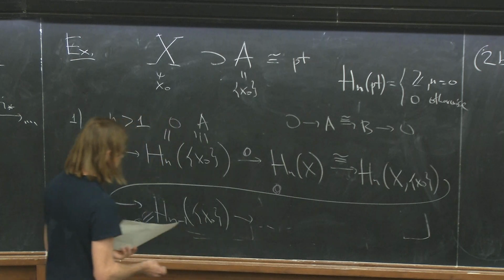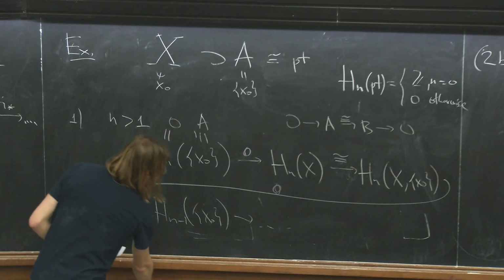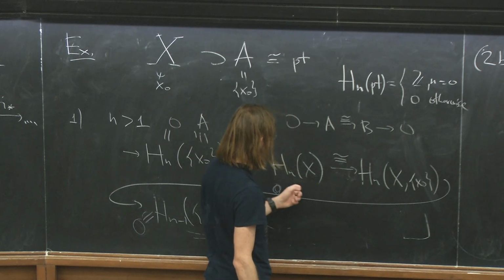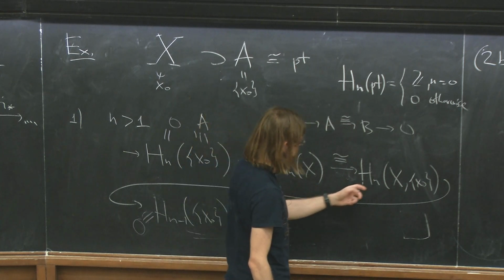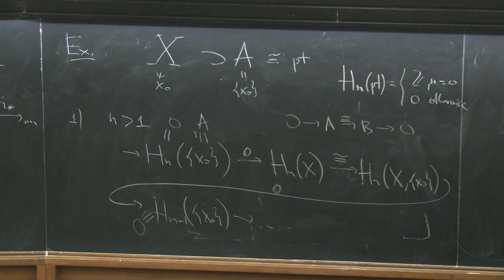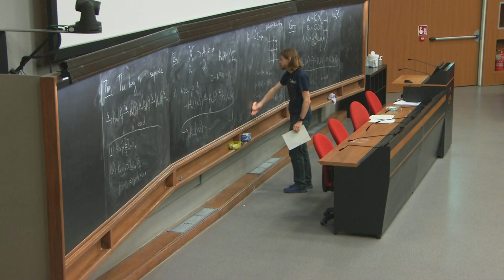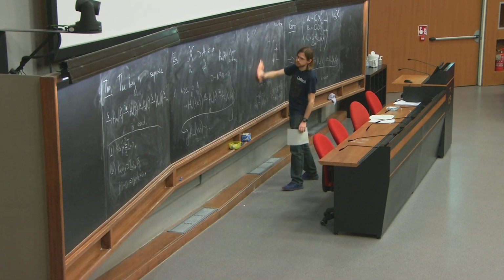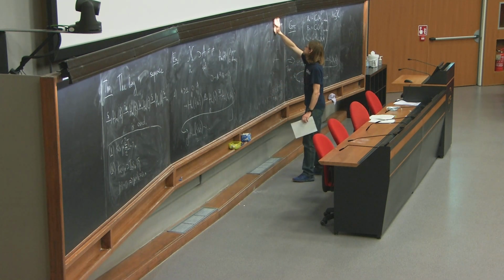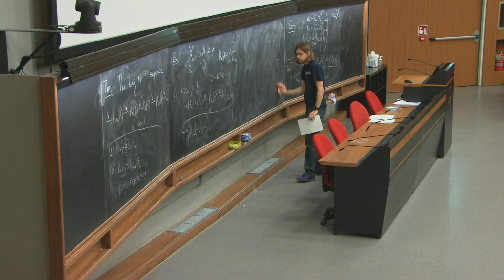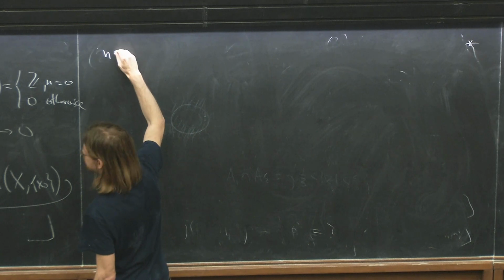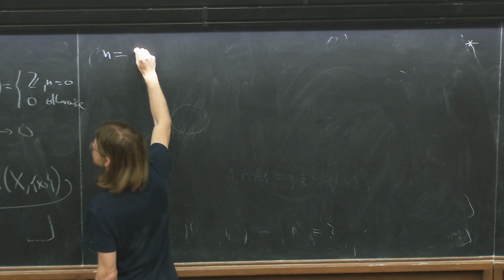Particularly here we have an isomorphism. So for n greater than 1, this homology group of topological space X is the same as the homology of X relative to one of its points, to its one-point subspace. Okay, what happens now?